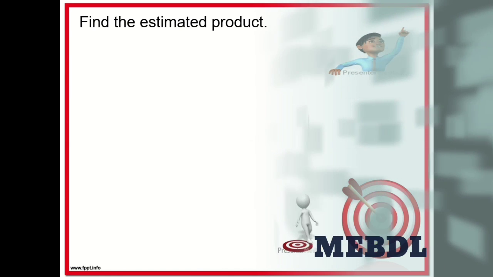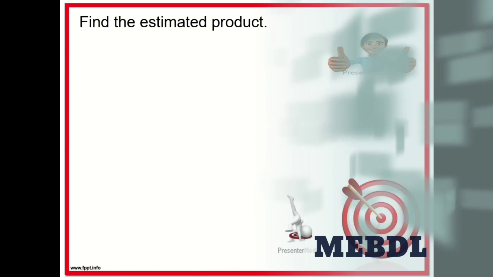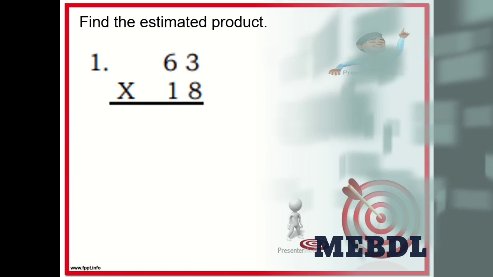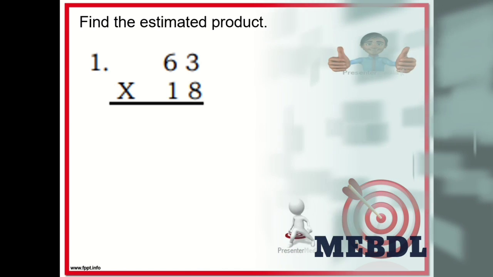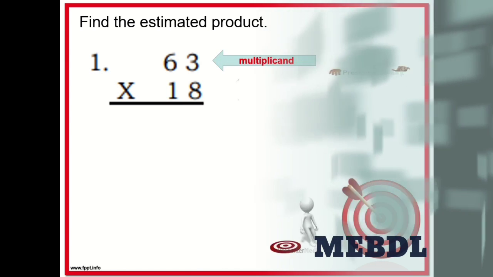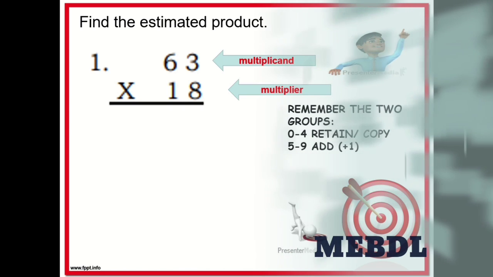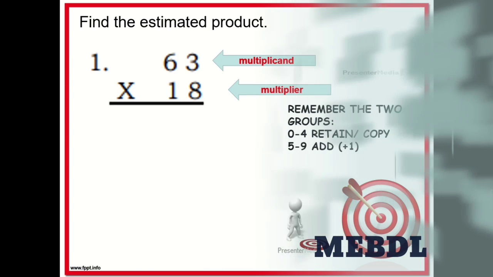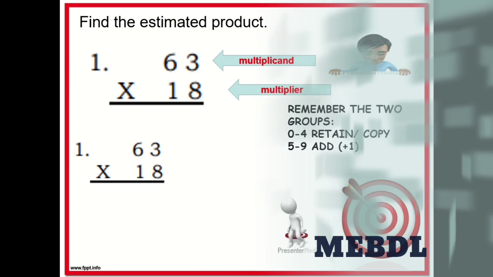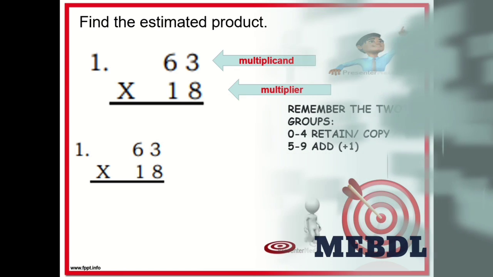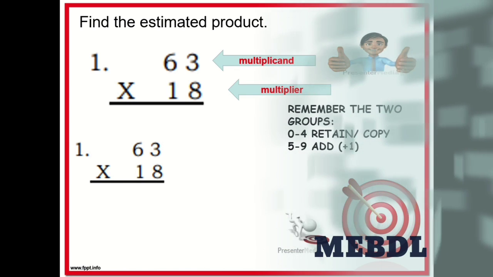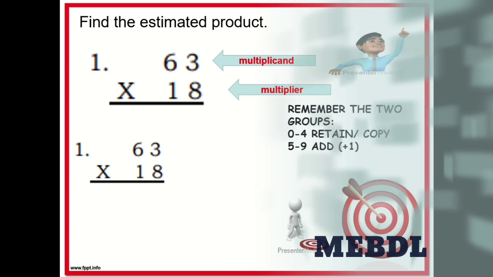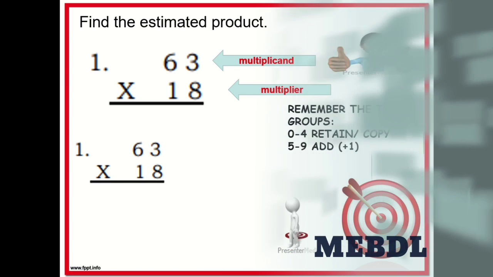Okay, now let's move on to estimated product. Let's have our first example. Number 1, we have 63 and 18. The same rules apply when estimating products. So again, remember the two groups, 0 to 4, retain or copy; 5 to 9, you just need to add 1. Okay, we have 63 and 18 as the factors. Beside 6 is 3. 3 belongs to the 0 to 4 group. Next, we have 18. Beside 1 is 8, which means it belongs to the 5 to 9 group.